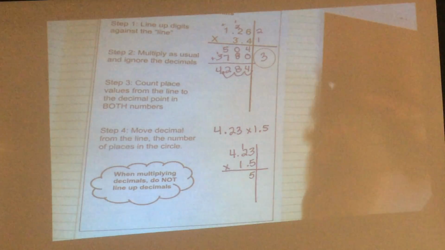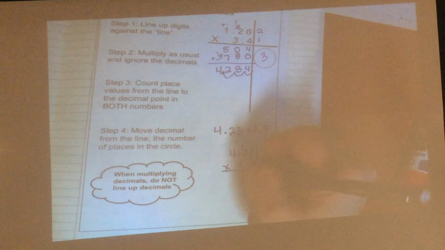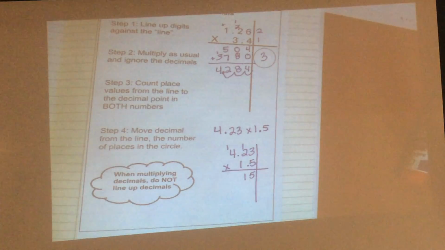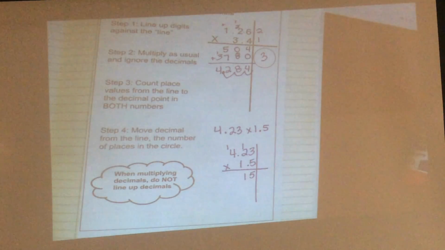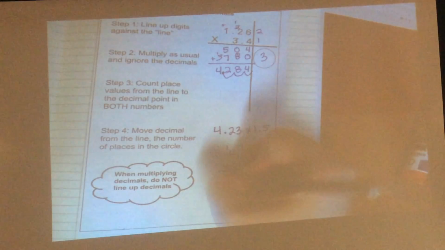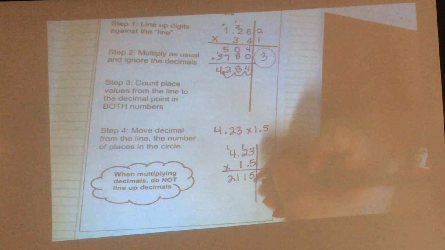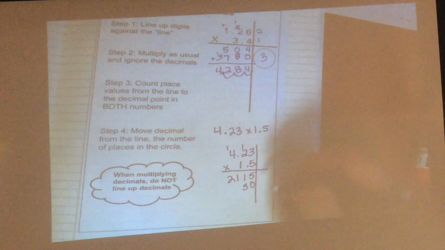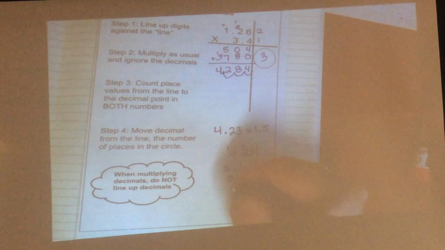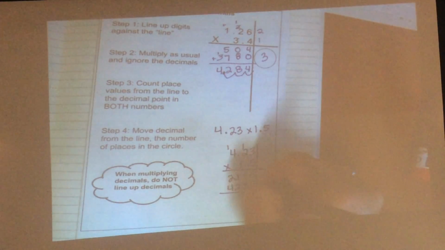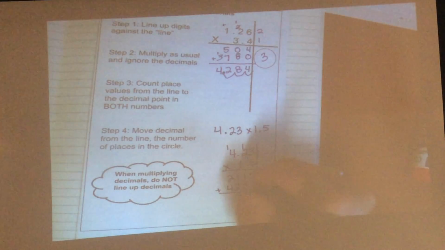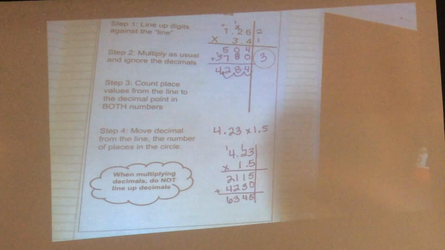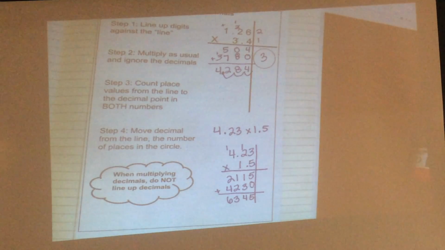5 times 2 is 10 plus 1 is 11. 5 times 4 is 20 plus 1 is 21. What am I going to put right here? A placeholder, yes. 1 times 3, 1 times 2, 1 times 4. Now I am adding. Done. Okay, so I finished step 2, right?